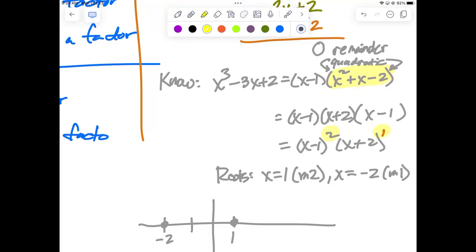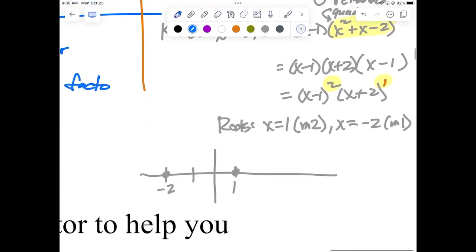Okay, so now we know what the graph looks like. It comes in at the bottom, crosses through at negative 2, and what does it do at 1? It bounces, and it looks like that.